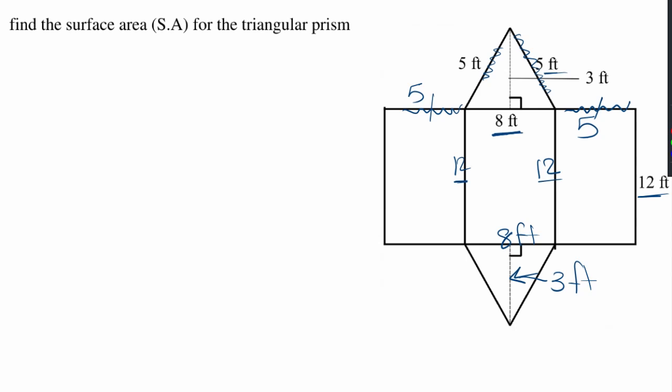What areas do we have? We have 2 triangles and 3 rectangles. Be smart. Check if they are the same area or same faces and multiply by their number. Like what? We have 2 triangles the same. So the surface area will be area of triangle times 2 plus. Now we finished the triangles. Plus, we have 3 rectangles. Area 1, area 2, area 3.